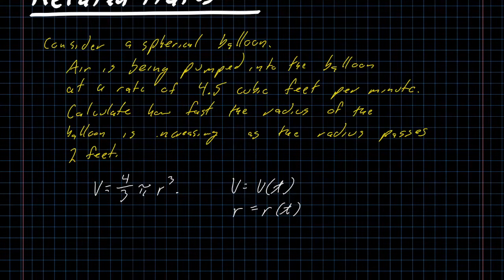All right, some things that we also know. We know that air is being pumped into the balloon at a rate of 4.5 cubic feet per minute. Well, that tells us a lot of information about the units. That tells us that we're talking about lengths in feet, volume in cubic feet, and time in minutes.